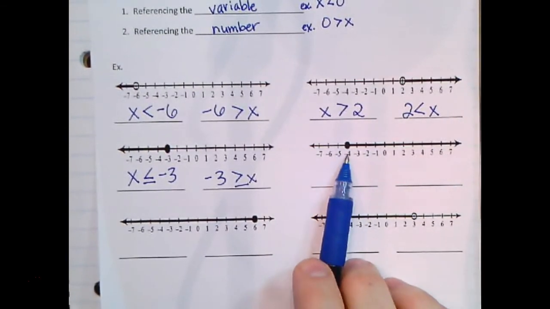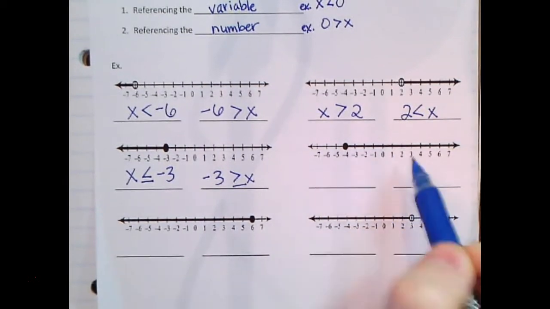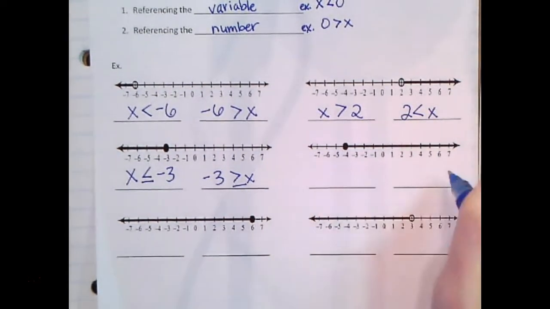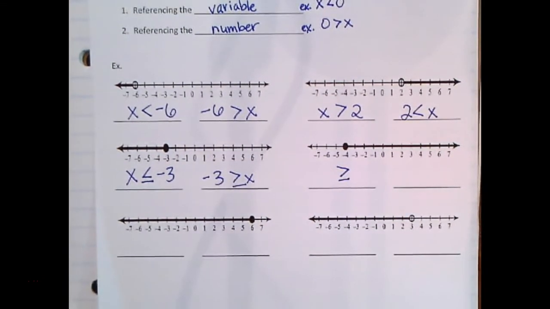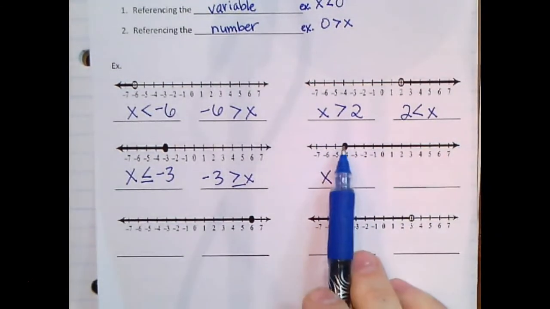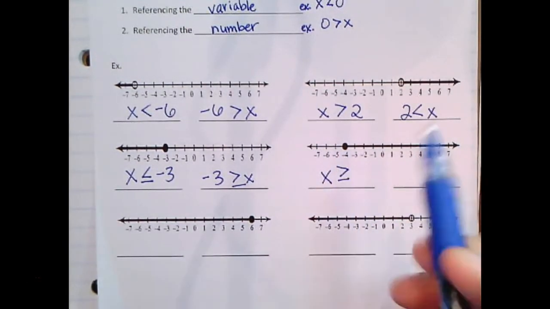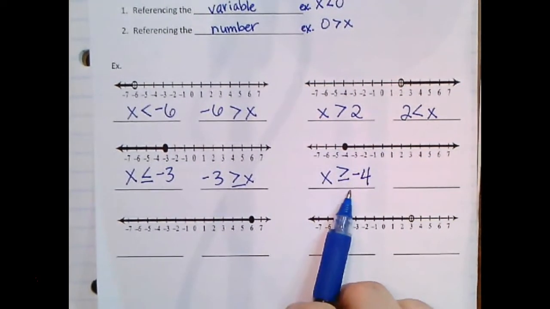It's a closed circle at -4, and our arrow goes to the right. So a closed circle tells me it's going to have the equal to part, and an arrow to the right tells me it's greater than. So greater than or equal to. Place my variable on the left side there. And then the number that we're at is -4. So x is greater than or equal to -4.